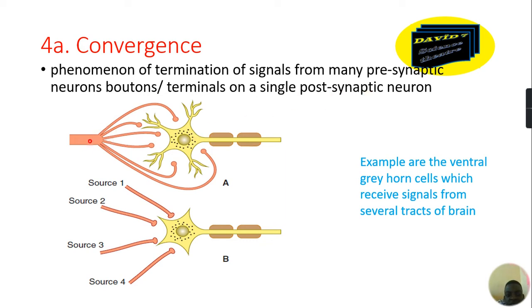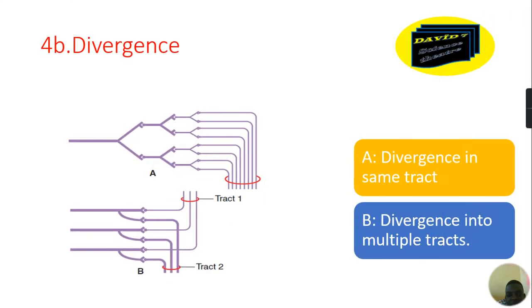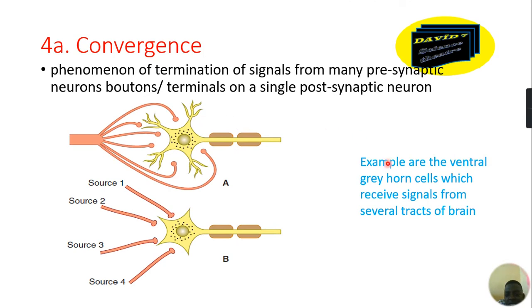As you can see here, we have several buttons going to a single postsynaptic neuron, cell body, soma, or dendrites. This is convergence. Here we are having several sources, all still going to the single postsynaptic neuron. So that's the element I'm looking for: single postsynaptic neuron. That is convergence.